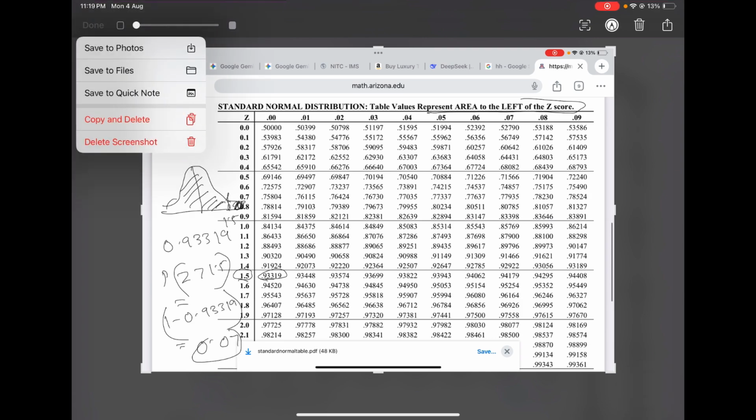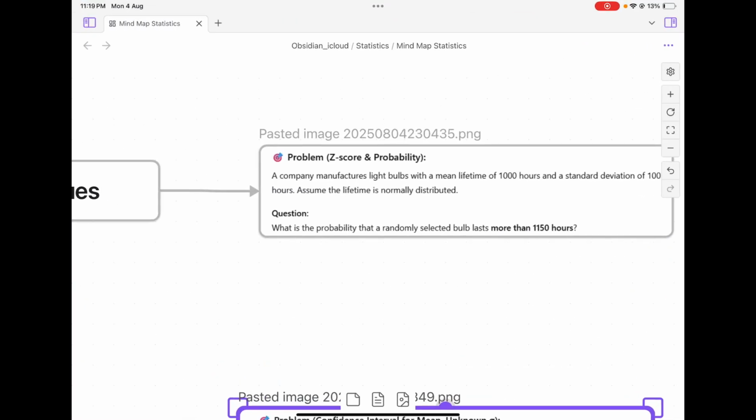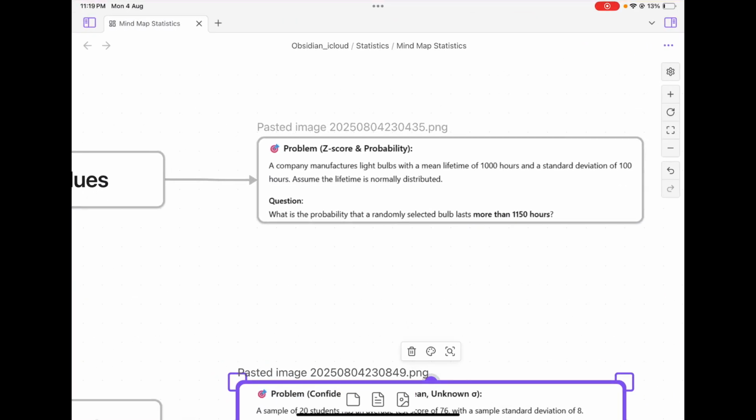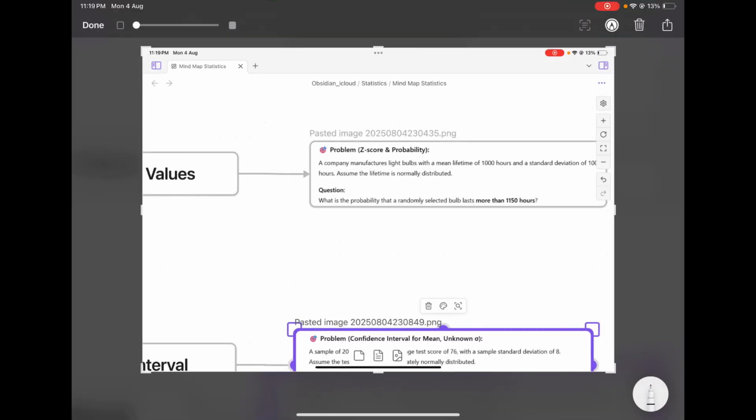So this is how you use the Z table to calculate the probability. That means here the probability that it is greater than 1150 hours is almost 7 percent. You can calculate the exact value using the Z table, or with Python you have inbuilt functions. We will see that.